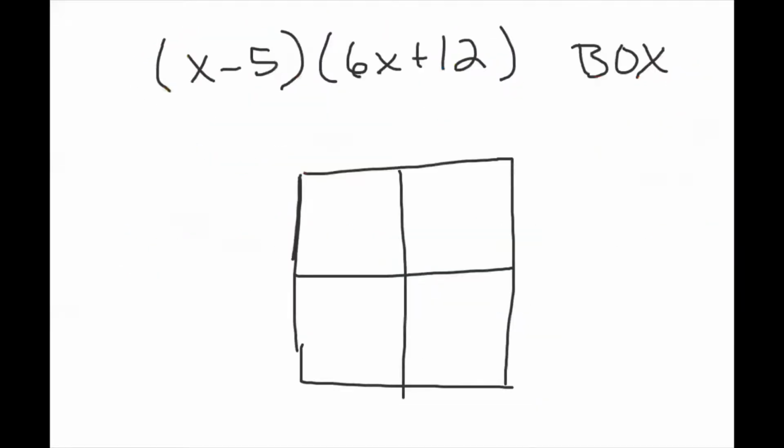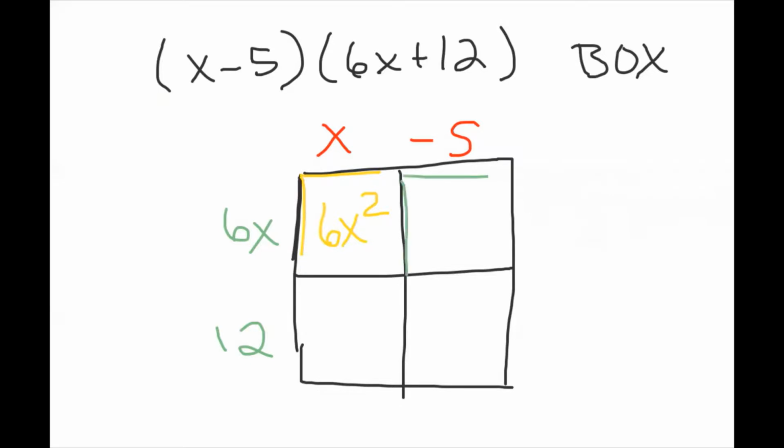box method. So here's the box method here. You're going to put one on top and then one going down the side. Doesn't matter which one. Make sure that you keep your signs together. And you're going to multiply them as if you were finding the area of each box. So x times 6x gives me 6x squared.